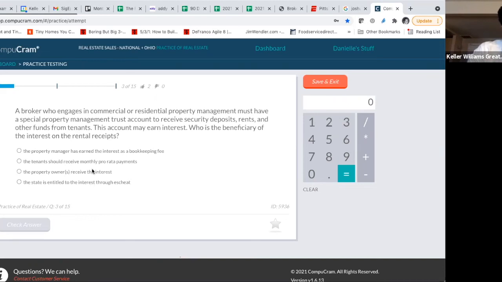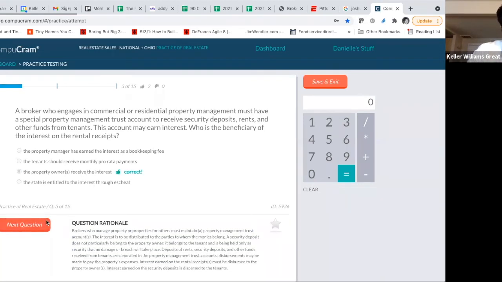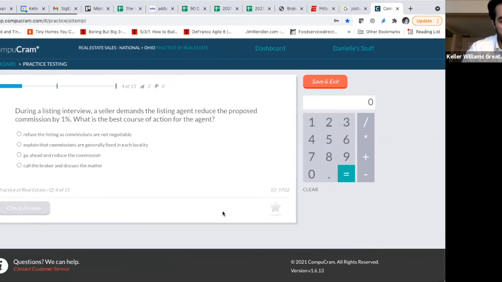All right, it looks like the C's have it here, and that is correct. Brokers who manage property or properties maintain those trust accounts, and the interest should be distributed to the parties to whom the money belongs. It's not the property manager's money, right? It is, in fact, the property owner's money.